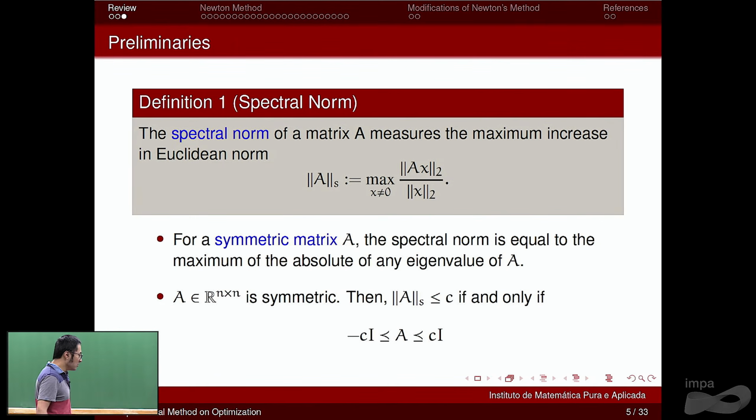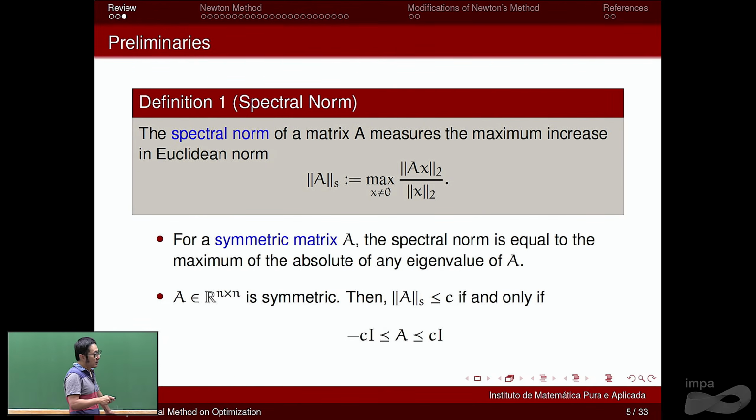We need one preliminary for Newton method, especially for the convergence analysis, which is the spectral norm. The spectral norm of a matrix measures the maximum increase in Euclidean norm. The spectral norm of a matrix A is the maximum of the norm of Ax, which is a 2-norm because here x is a vector, over the 2-norm of x. We give several conclusions here without proving.